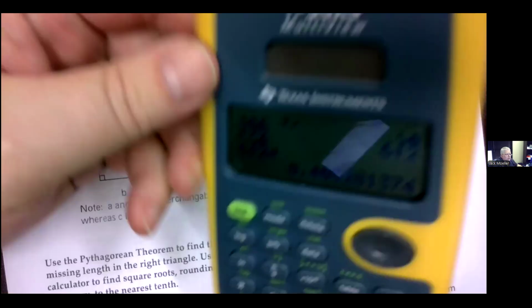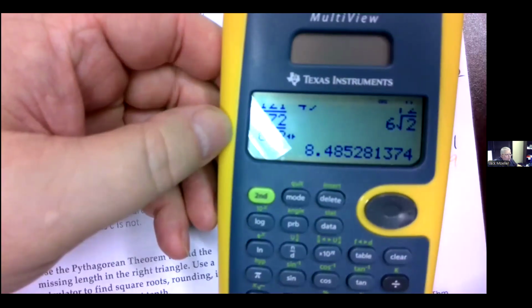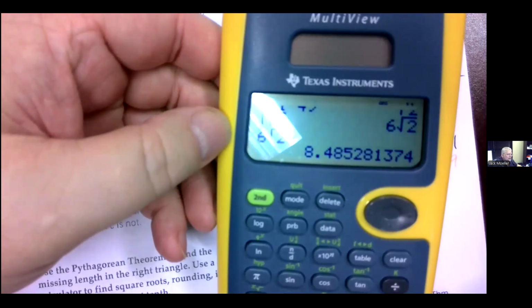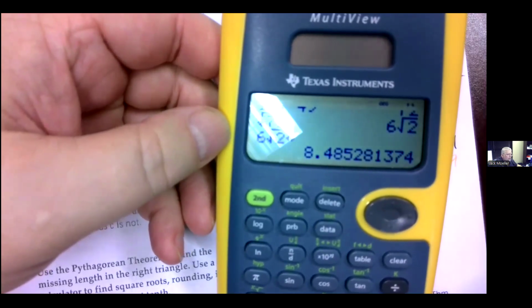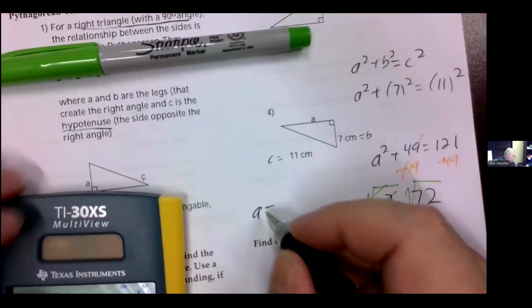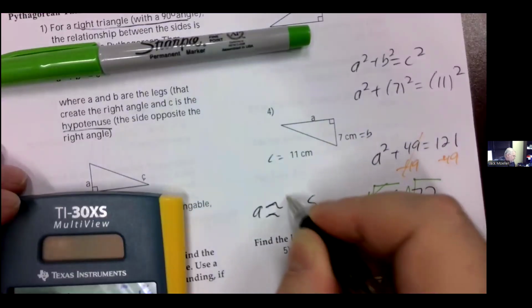So that means that 4 is what we're rounding. The 8 says add 1 to the 4, so that would be 8.5. Approximately 8.5.